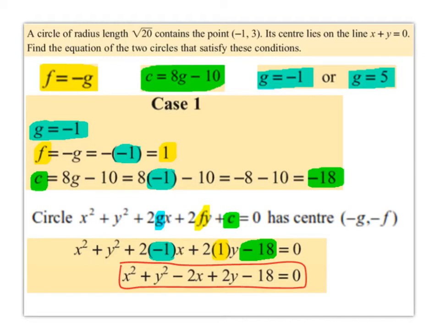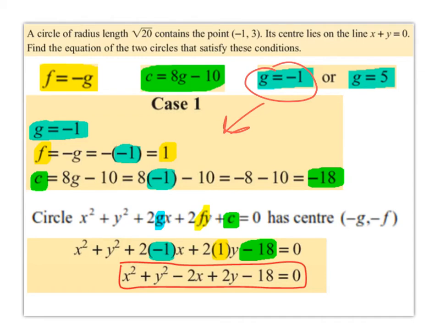So case 1, let's start off with g is equal to minus 1. f is equal to minus g, and we know g is minus 1, so that's going to be minus minus 1, which is 1. So f is equal to 1. We know c is equal to 8g minus 10, so swapping g for minus 1 with a set of brackets, we get 8 times minus 1 minus 10, which is minus 8 minus 10, which is minus 18. So c is equal to minus 18.